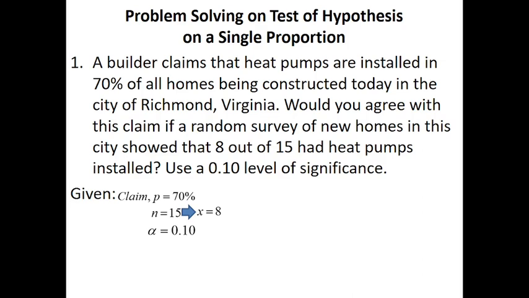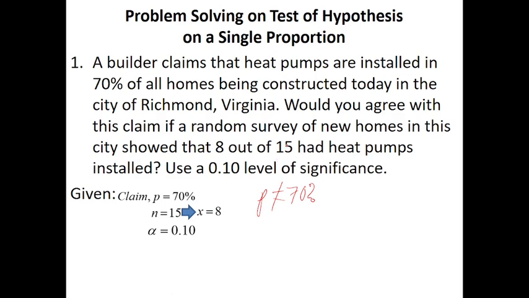So that means it can be higher or it can be lower, no? So we're going to have an alternative hypothesis with the not equal sign, p not equal to 70% or p not equal to 0.70, okay? Because it's not stated in the problem that would you agree with this claim if a random survey of new homes in this city showed that 8 out of 15 had heat pumps installed?